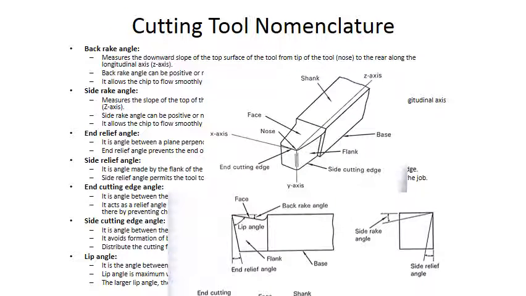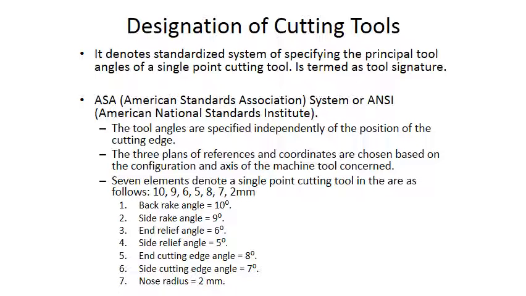So you can see this figure and clearly understand. This is the face, radius, all of which were studied in the last slide. This is very important. This is the cutting tool nomenclature. The designation of the cutting tool is also very important. So what is the designation of the cutting tool?